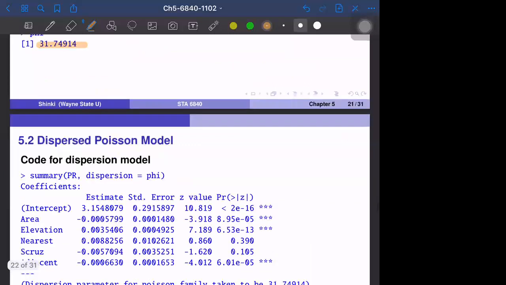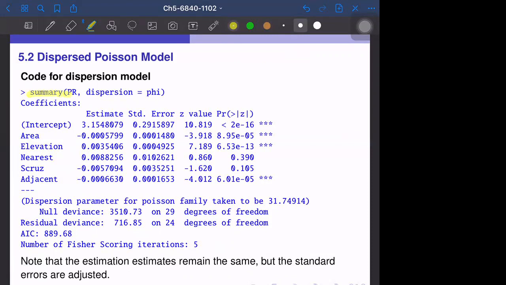And here is the summary of the Poisson regression model with dispersion parameter. And actually the estimates are the same as the previous section, but the standard errors are different. So this gets much larger. You can compare. As a result, you can see different z values. Basically, this becomes much smaller, but still these are significant.